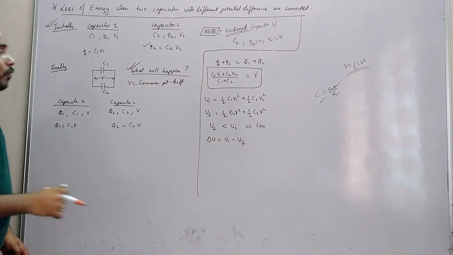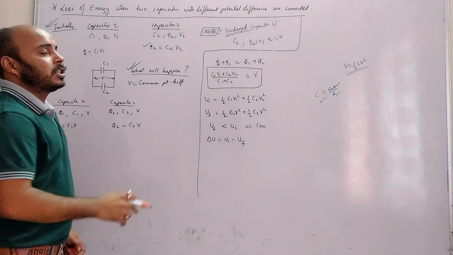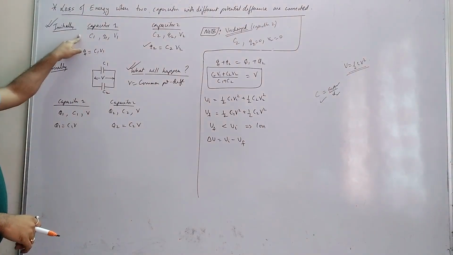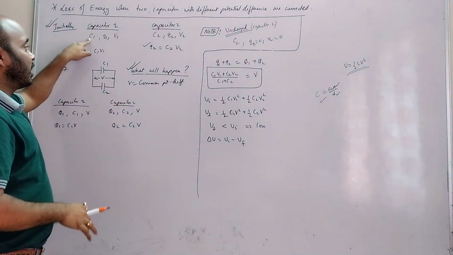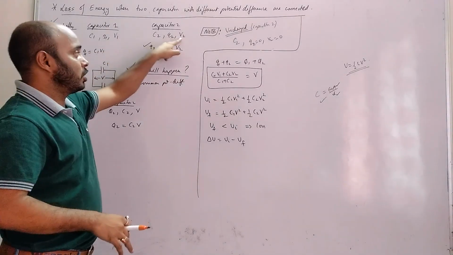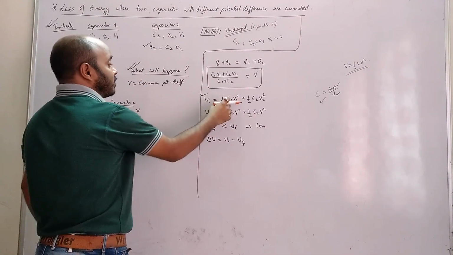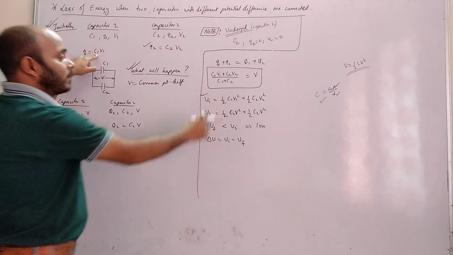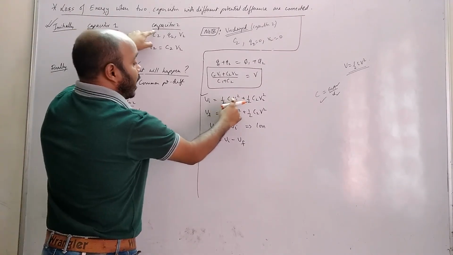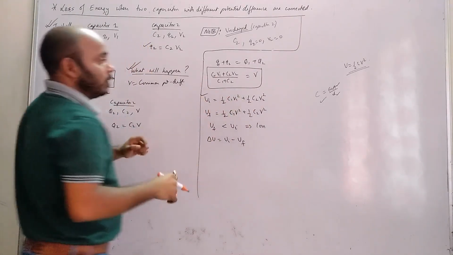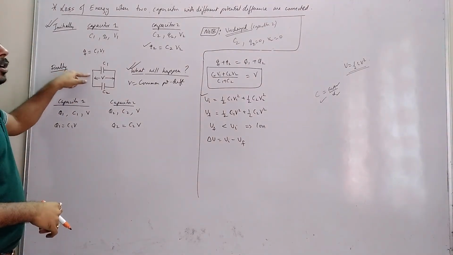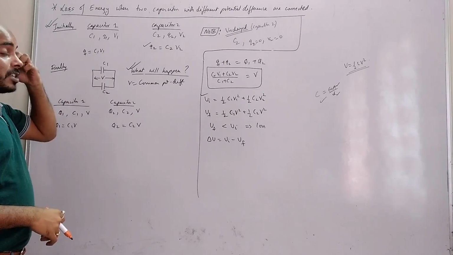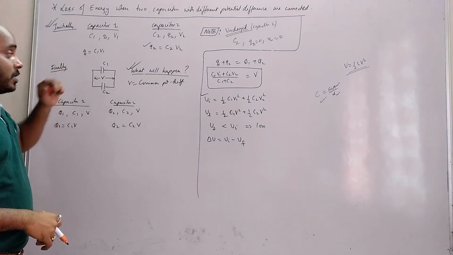Now, why are we talking about this V? What is the use of this V? We need to find energies. The initial energy we can easily calculate, because we know the initial capacitance and potential difference. Energy of capacitor 1 is half C1 V1 square, energy of capacitor 2 is half C2 V2 square. V1 we know, V2 we know. But the final energy we cannot calculate, because we don't know the potential difference across them. After the charge transfer, they come to a common potential difference, and that value we need to calculate.